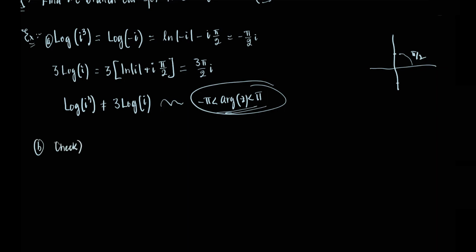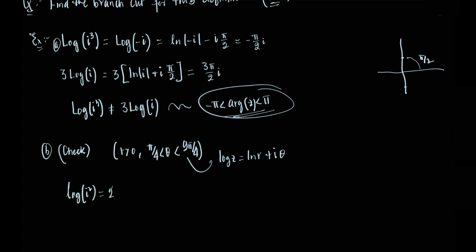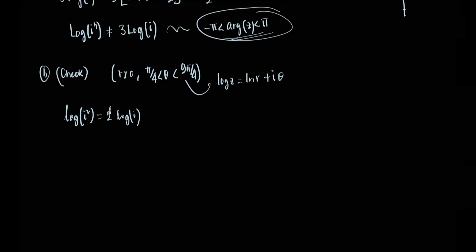I'm not going to do it, but let's say you are assuming r positive, of course, and theta to be between pi by 4 and 9 pi by 4. You can take that also as your argument. You can change that. And if you do that, then log of z will be defined as log of r, which is mod z, plus i times theta, and theta lies between here. If you do that, then you can actually check that log of i square is going to be 2 times log of i. So you see, in that case it is defined.